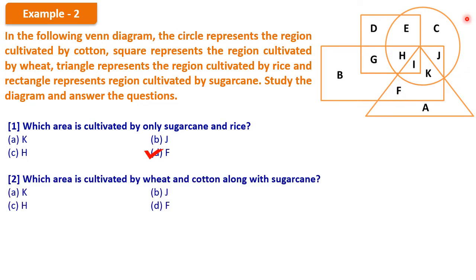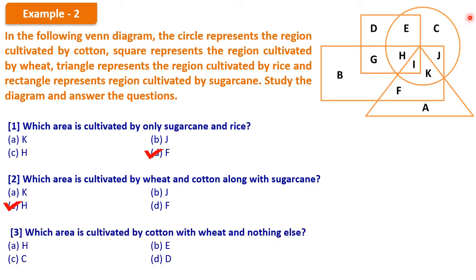The second question, which area is cultivated by wheat and cotton along with sugarcane? The correct answer for this question is option C, H. It is cultivated by wheat, cotton and sugarcane and not by rice.